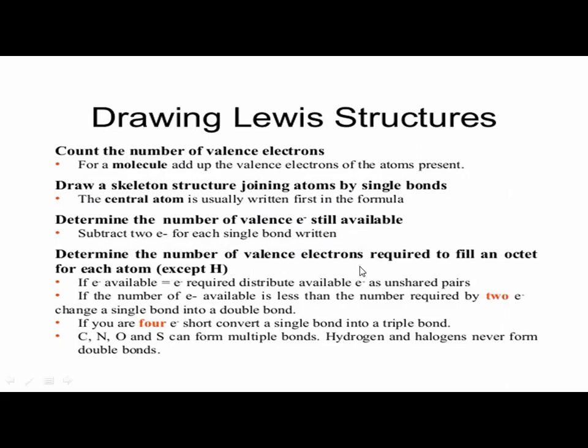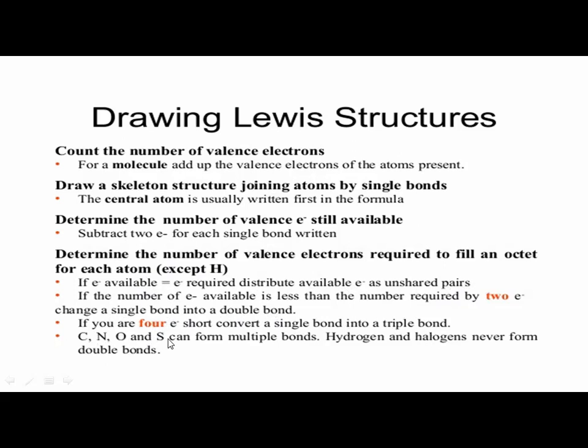Determine the number of valence electrons required to fill an octet for each atom, except hydrogen. If electrons available is equal to electrons required, distribute the available electrons as unshared pairs. If the number of electrons available is less than the number required by 2 electrons, change a single bond into a double bond. If you are 4 electrons short, convert a single bond into a triple bond.